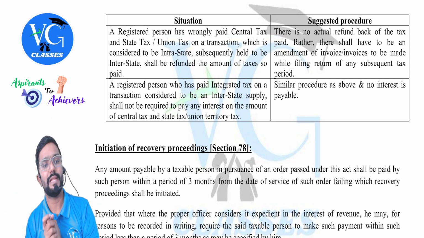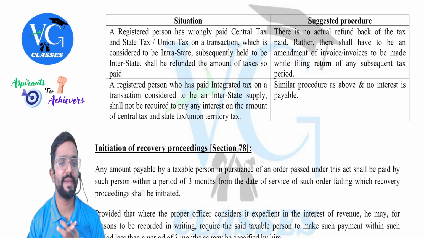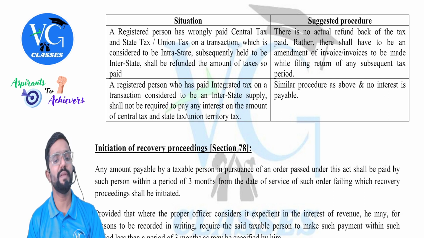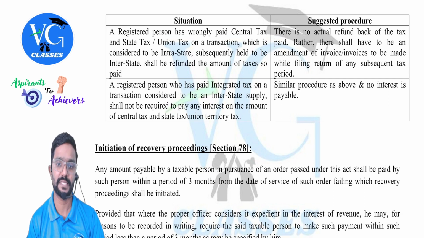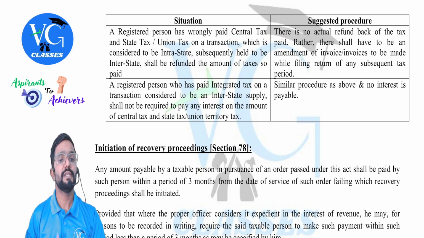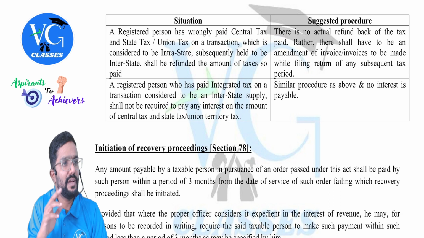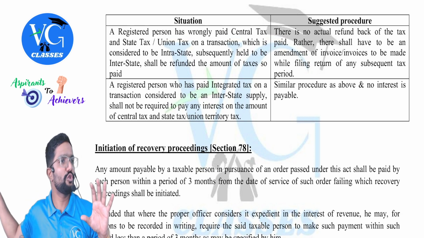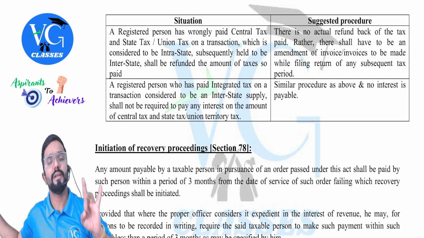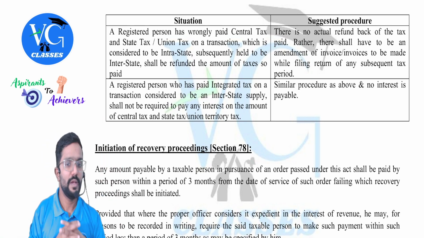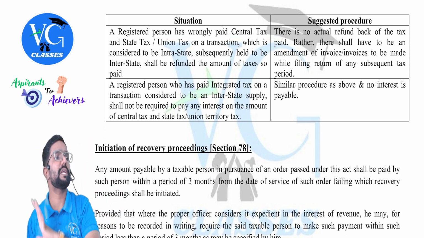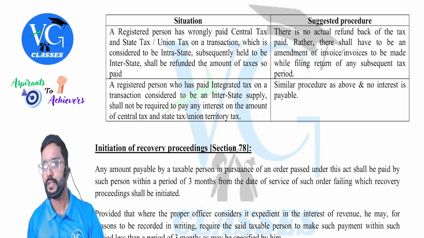Last one. A registered person who has paid IGST on a transaction considered to be an interstate supply shall not be required to pay any interest on the amount of central tax and state tax or union territory tax. Similar procedure. Sir, I have paid IGST by mistake. I was supposed to pay CGST and SGST. Now, can I amend it? Yes, through my future returns. And when I amend, the government will transfer the amounts from the IGST account, part will go to the CGST account, and part will go to the respective SGST account, the respective state account.